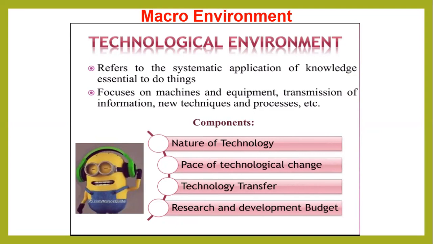For example, India is a labor-oriented economy. We use more labor rather than machinery, whereas developed countries use heavy machinery and more technologies like artificial intelligence and other things. These things basically tell about the nature of technology. The next one is the pace of technological change. It leads to product obsolescence at a rapid pace. In fact, there is a saying that technology changes once in 3 years. The technology you are seeing today may not be available after 3 years.